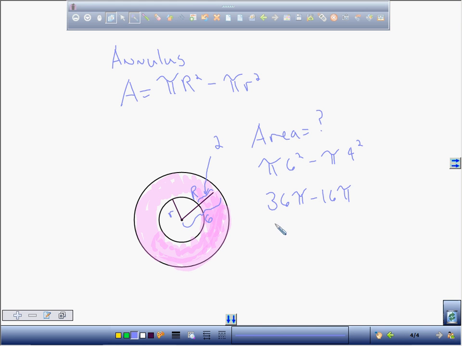You can subtract pi's like that. So what's that? 36 minus 16 makes 20, okay? Which, if I did that out, you could either leave that exact, if they ask you for exact, or you can multiply it out. So that would be about 62.8, and if these are inches, then it would be 62.8 inches squared.